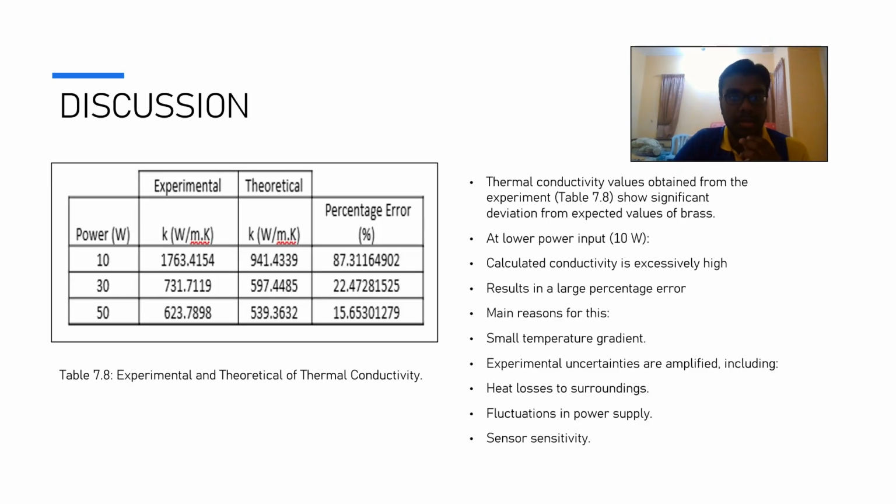At table 7.8, the calculated thermal conductivity values deviate significantly from expected brass values. At a low power input of 10 watts, the conductivity is very high, giving a large percentage error. This happens because the small temperature gradient amplifies uncertainties like heat loss, power fluctuation, and sensor sensitivity.